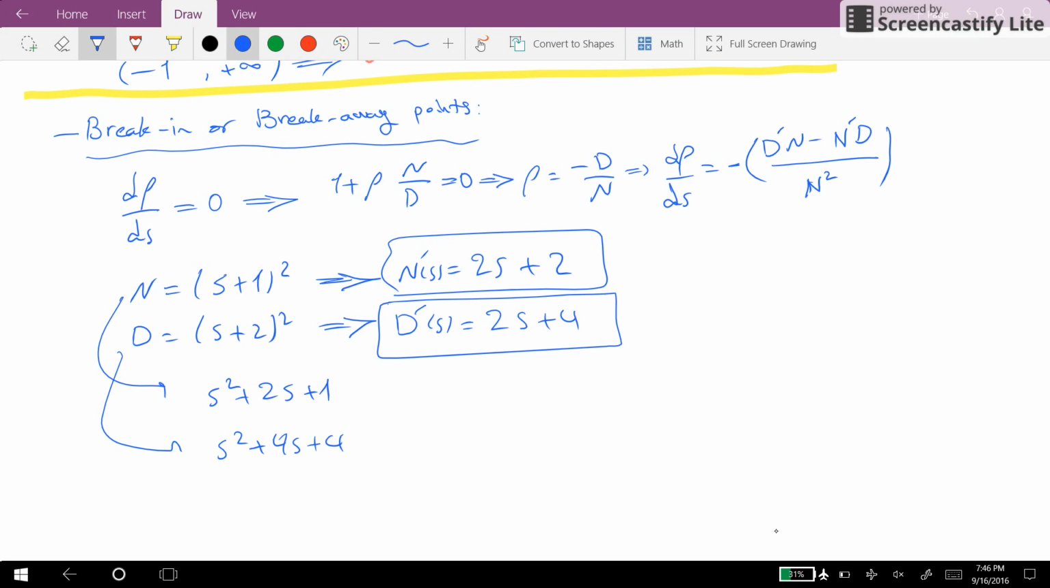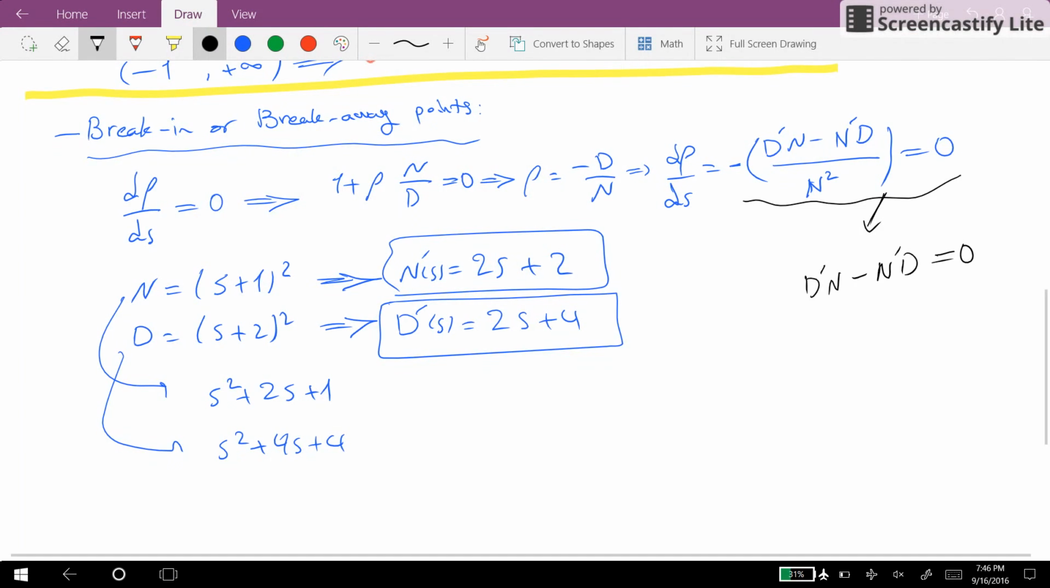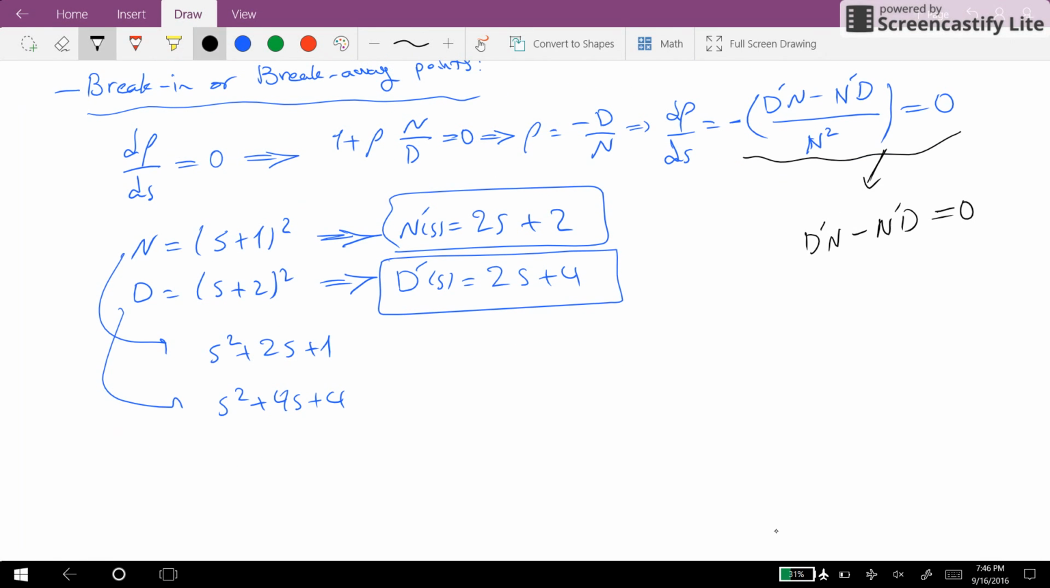And now I can form what I get from here. So from here, I would say that we will have d prime n minus n prime d equal to 0. So d prime n is (2s plus 4) times n, (s plus 1) squared, minus n prime d, (2s plus 2) times d, which is (s plus 2) squared, equal to 0.